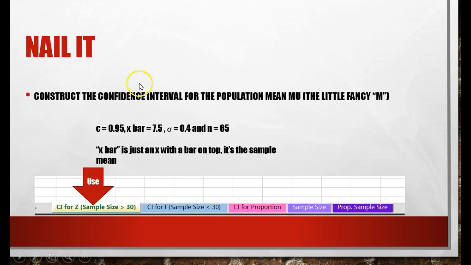Let's say we're given, construct the confidence interval for the population mean mu. You know, mu is that fancy little m, where the confidence is 95%, x bar is 7.5. X bar is just an X with a line over it. And sigma, population standard deviation, is 0.4. And N equals 65. Let's take a look at this one.